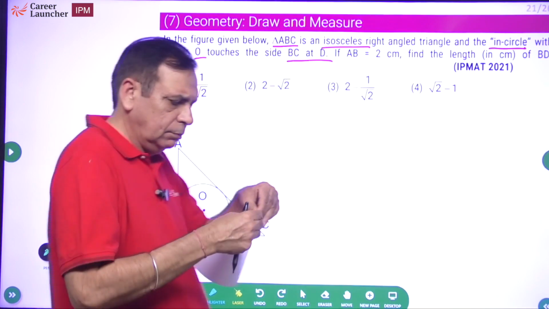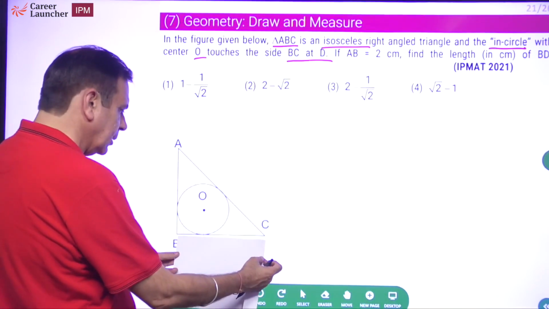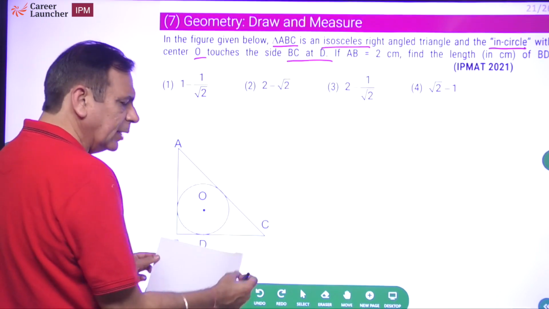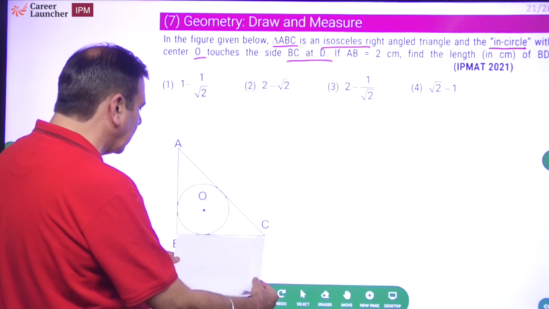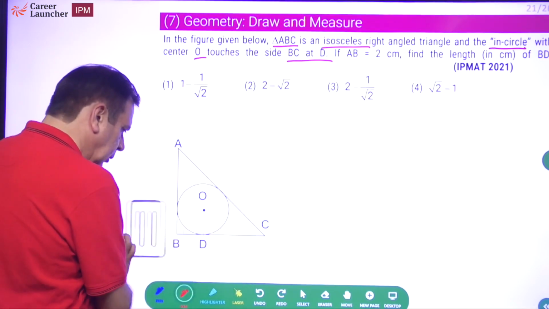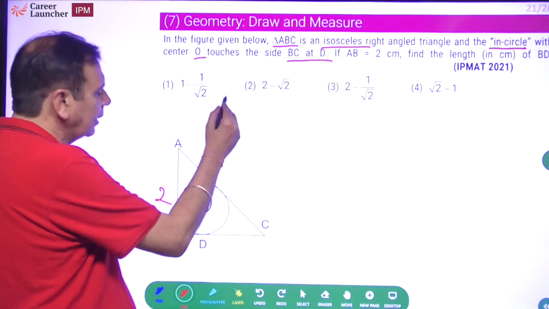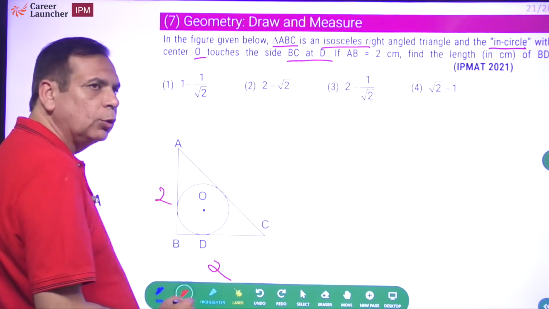Yeah. So, this is 2 centimeter. Let's check out BC. BC is also correct. So, when you look at this figure, the figure is correct. Why is it correct? The question says that AB is 2 centimeters and it's an isosceles triangle. So, BC should also be 2 centimeters.